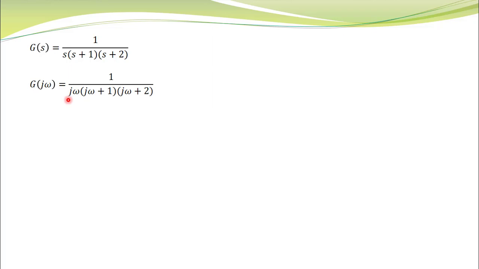Since we want to separate the real part and imaginary part of this complex quantity, we would rationalize it. We multiply it by the complex conjugate of this term, and we both multiply it and divide it by this thing.